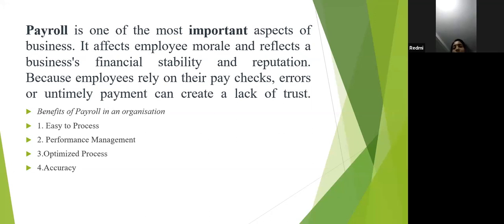So next, coming to payroll. What is payroll? Many of us have heard about payroll in the organization. What exactly is it? It is one of the most important aspects of business. It affects employee morale, in the sense, I'll elaborate in detail. Morale, and it reflects a business's financial stability and reputation.